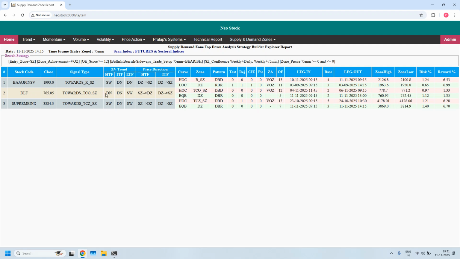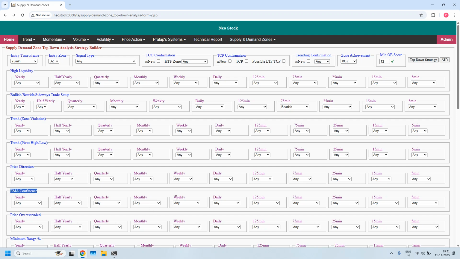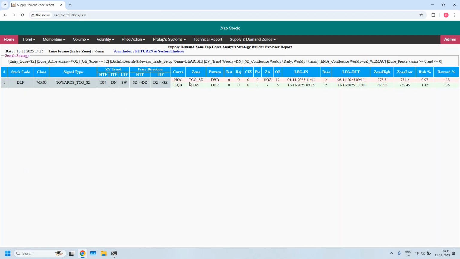Out of all the 3, only 1 stock is having downtrend. So let's verify if this stock has weekly EMA confluence, that is a weekly supply zone having weekly EMA, and the remaining 2 sideways stocks we should filter, because the trend should be downtrend. So it is filtered. That means this 75 minute supply zone has a higher probability of success, provided less than 20 checklist items are satisfied. So we have completed weekly income trade reports.